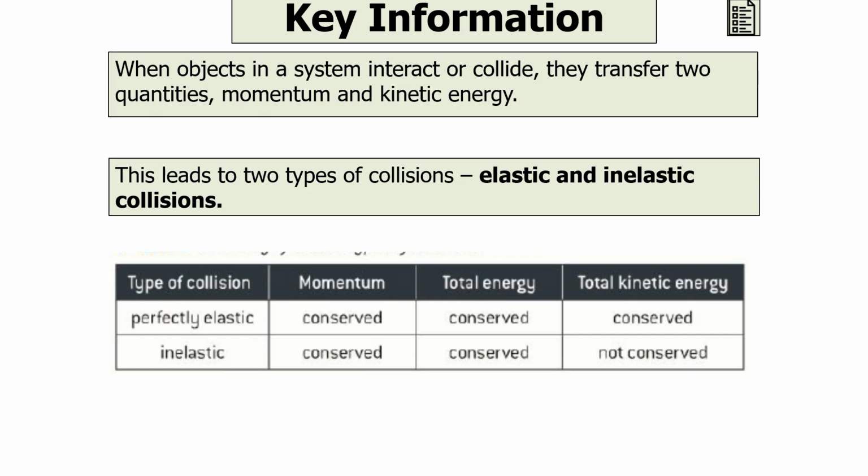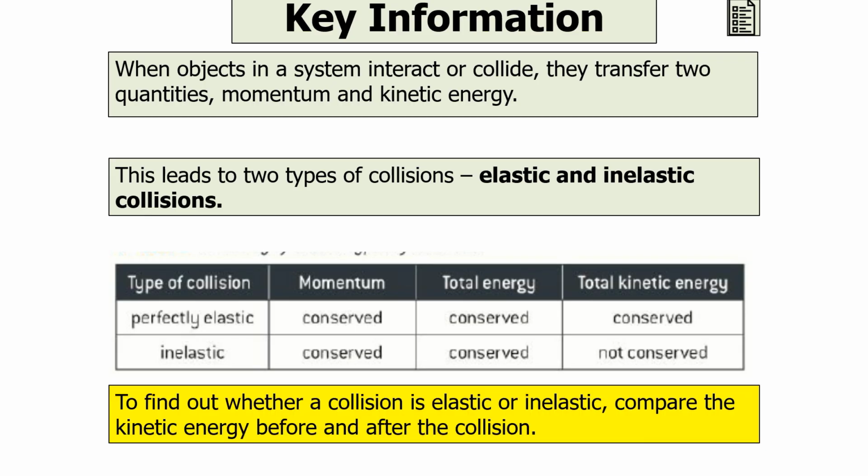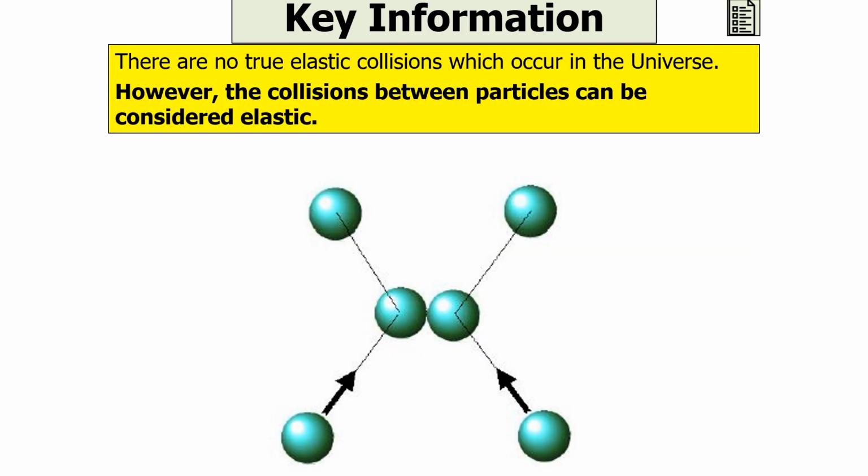So you can see in the following table that if something is perfectly elastic, momentum is conserved, the total energy is conserved, and the total kinetic energy is conserved. But in an inelastic collision, whilst the momentum and the total energy are conserved, the total kinetic energy is not conserved. So to find out whether a collision is elastic or inelastic, you must compare the kinetic energy before and after the collision.